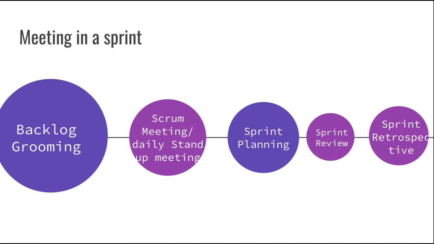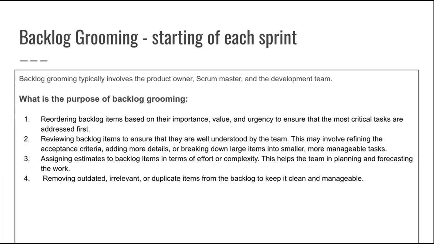Now the next step is meetings in the sprint. Here I have 5 meetings in a sprint. First one, backlog grooming, then the Scrum meeting or daily stand-up meeting, sprint planning, sprint review, and sprint retrospective. The first meeting always happens at the start of each sprint.